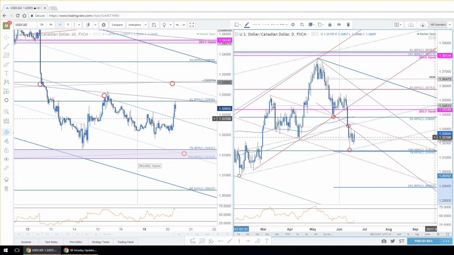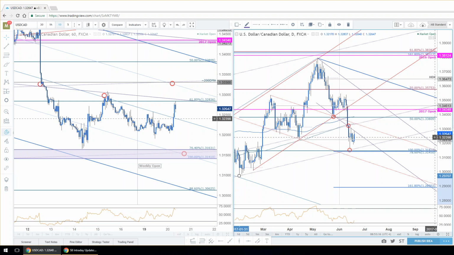Keep in mind you have oil inventories on tap tomorrow, and we'll look at that to shift or possibly offer some fuel here. But largely speaking, I'm a little bit more neutral, looking for exhaustion near 32.83, near 33.30.